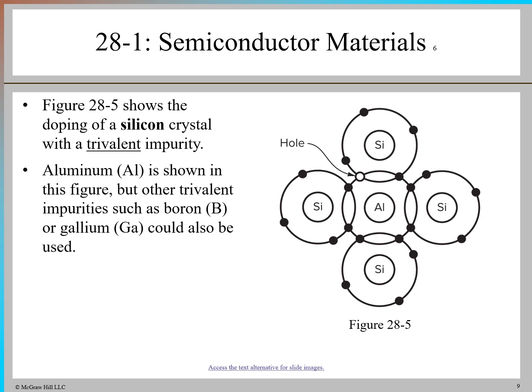Although the p-type material is still neutral overall, it has more holes than free electrons. The holes are the majority charge carriers, and the free electrons, which are the minority charge carriers, are still present due to thermal energy. The trivalent impurity atoms create negative ions because they gain an extra electron, causing the atom to have more electrons than protons. These negative ions are fixed in place and can't move within the crystal.